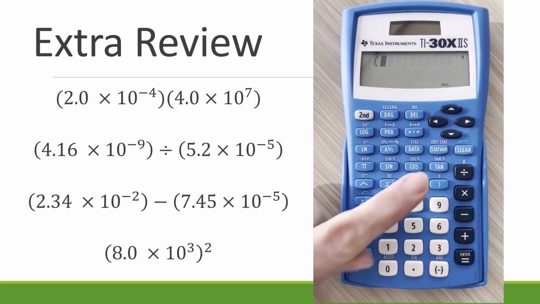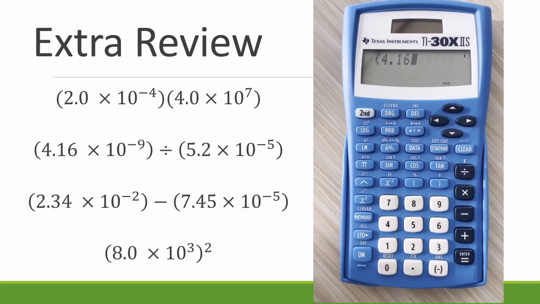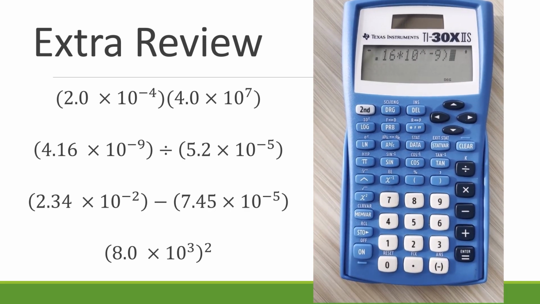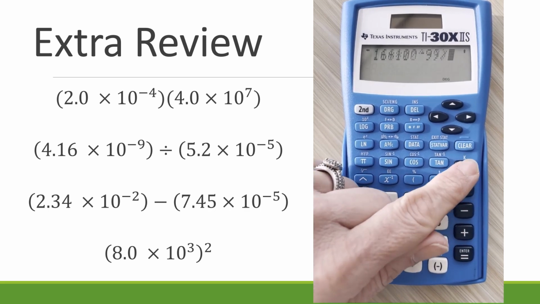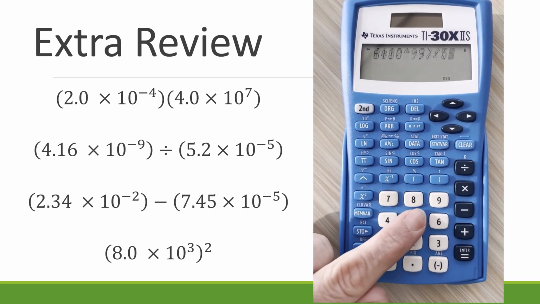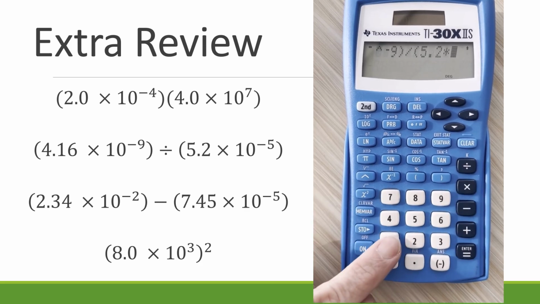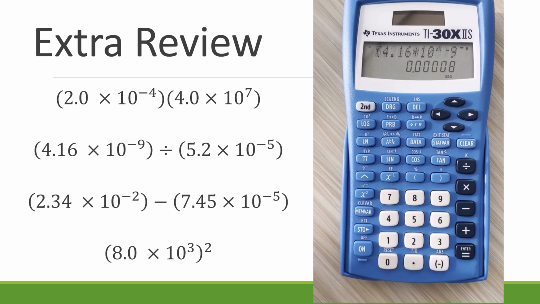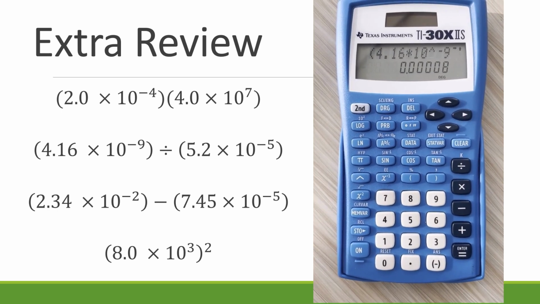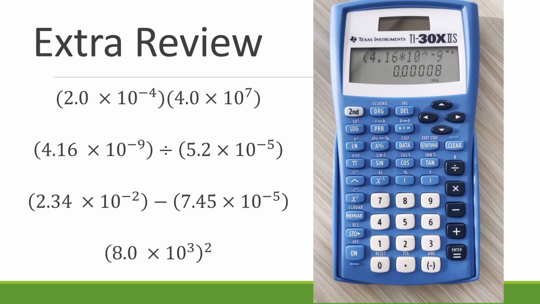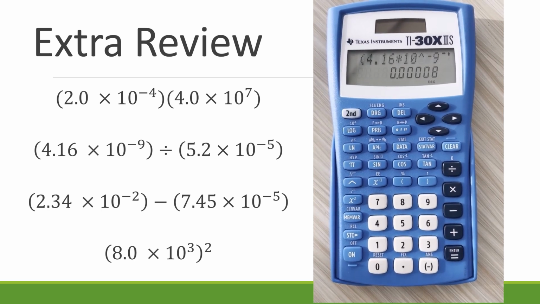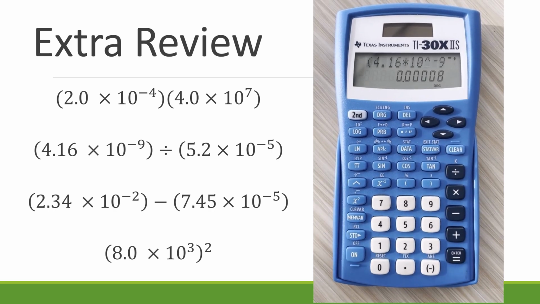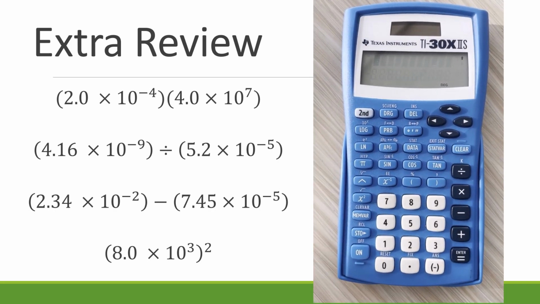Next one, parentheses 4.16 times 10 to the negative 9th. Close parentheses, division symbol. 5.2 times 10 to the negative 5th. Close parentheses. Here is our very small number. If I write this in scientific notation, it would be 8 times 10 to the negative 5th. So be comfortable writing your answer both ways. Let's try our next one.